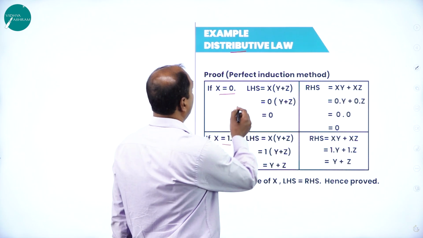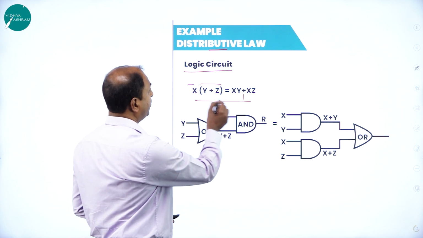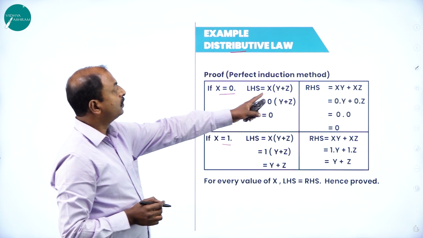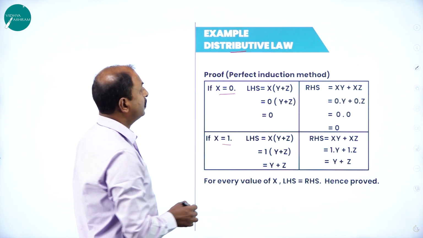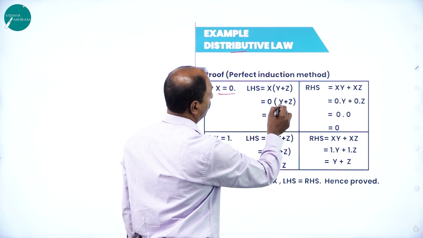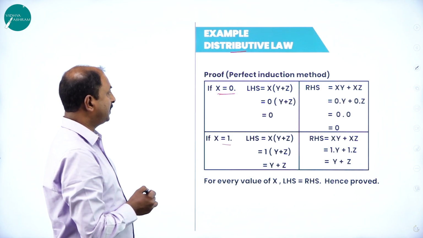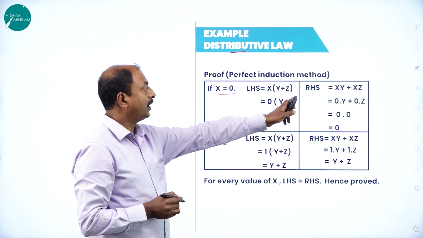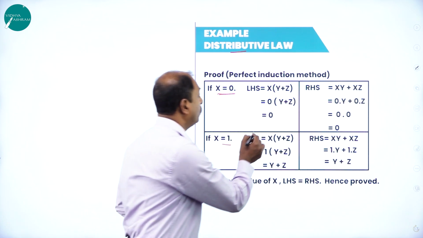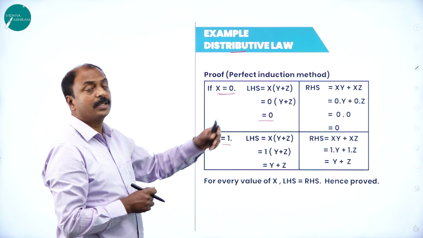For example, if you look at the LHS of this equation, it is x into y plus z. That is the left hand side. Here first assume that x equals 0. So 0 into y plus z. Here there is no need to find the value of y plus z, so 0 into y plus z equals 0. Again, this is as per the Boolean theorems, the properties of 0.